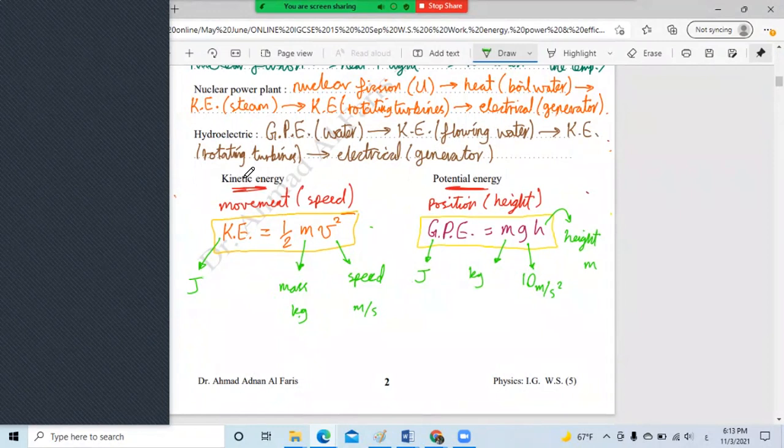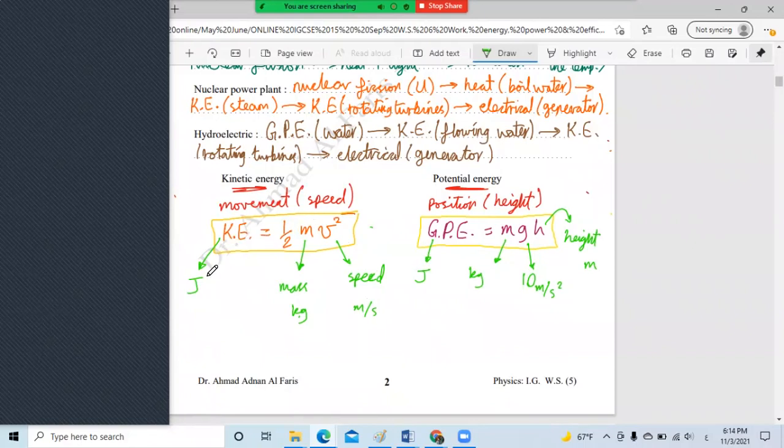Again, we have two forms of energy that they ask about in calculations. The kinetic energy, the energy of motion, the energy of speed. Any object that has a speed has kinetic energy, and the kinetic energy is equal to half multiplied by the mass multiplied by the speed squared. And the mass is supposed to be in kilograms. You have to convert it, and the speed is supposed to be in meters per second.